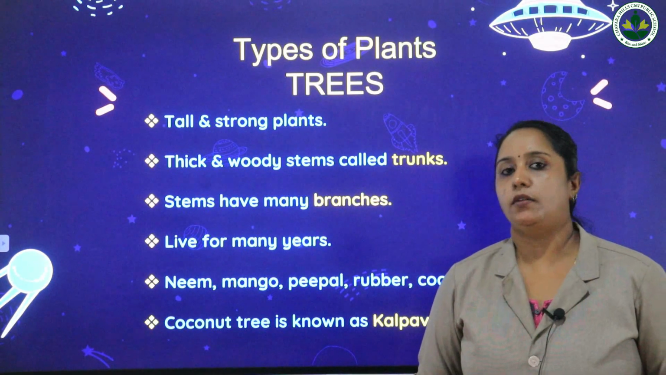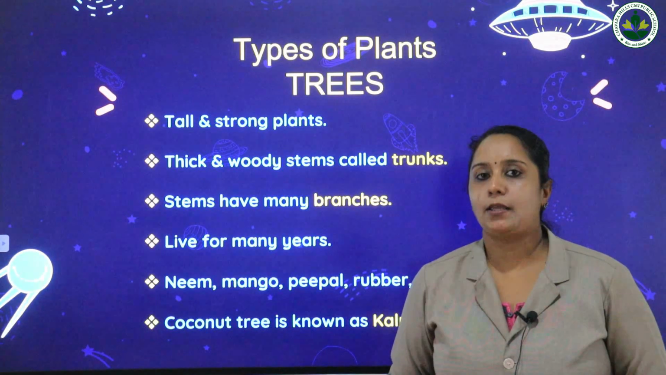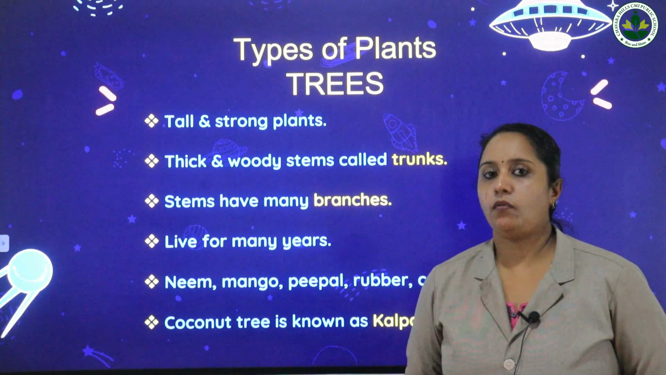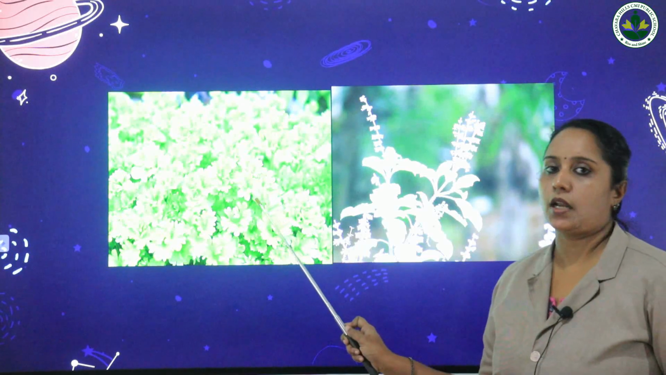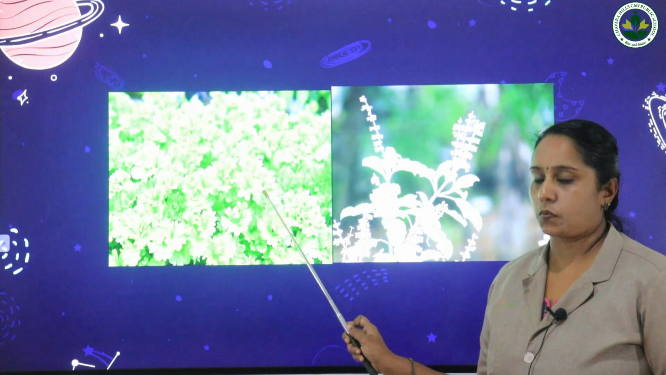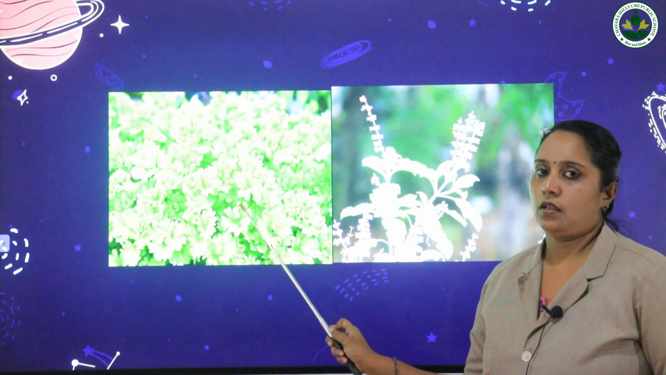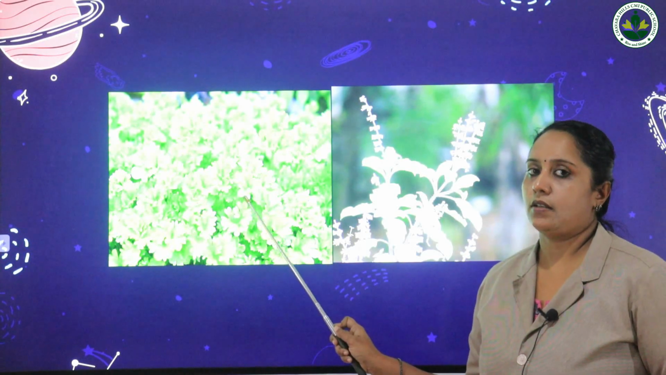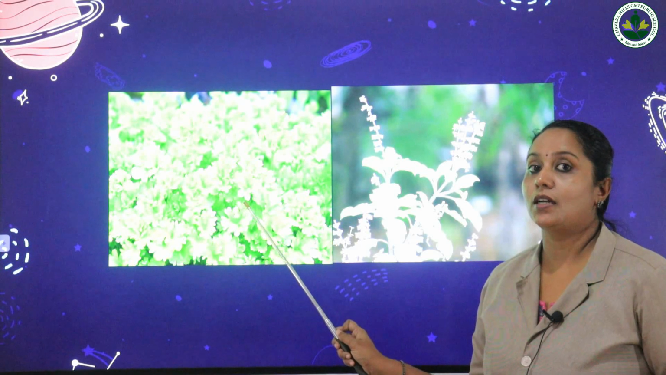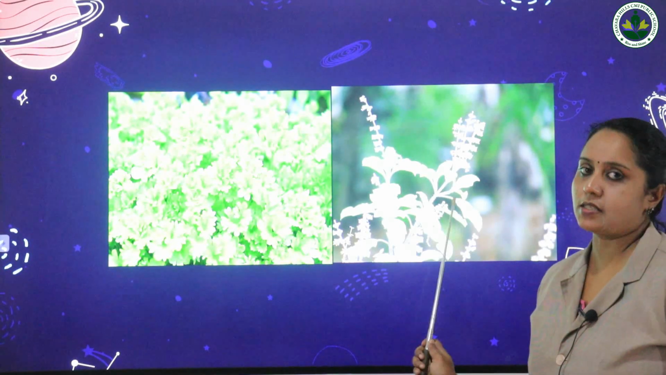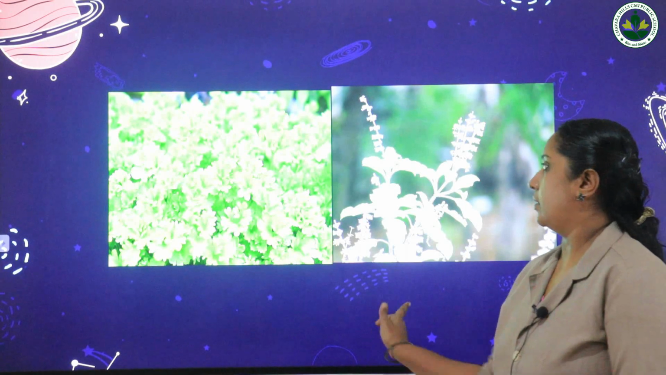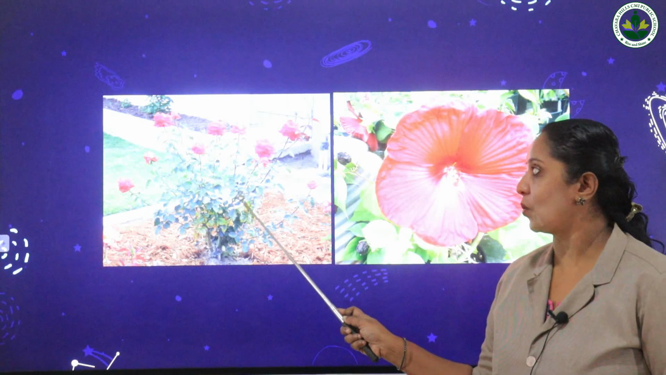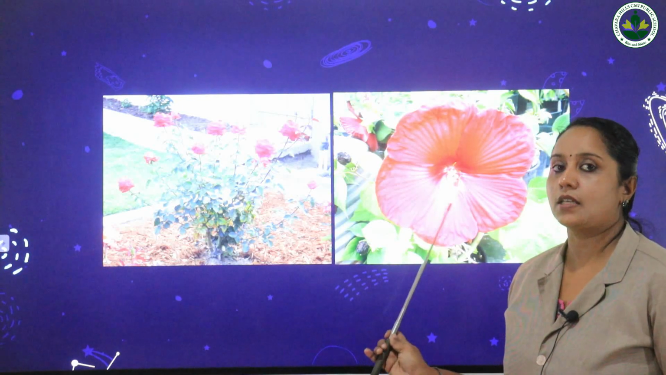So we discussed different types of plants. Now let us see the images or examples for the different classifications of plants. The first picture, can you identify this? It was there in your textbook. This is coriander. For which type of plant does it come as an example? Yes, it comes as an example for herbs. So this is coriander and this is tulsi. Okay, now what about this? Which is this plant? It is the rose plant. Now this one, it is hibiscus.